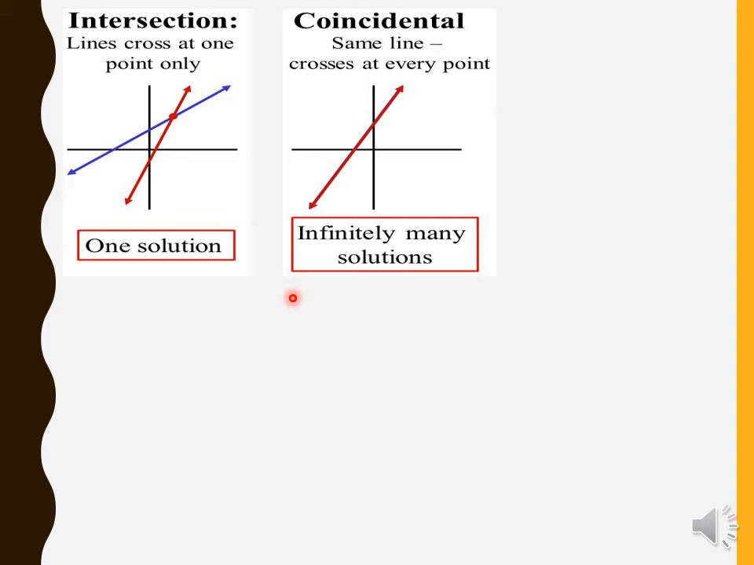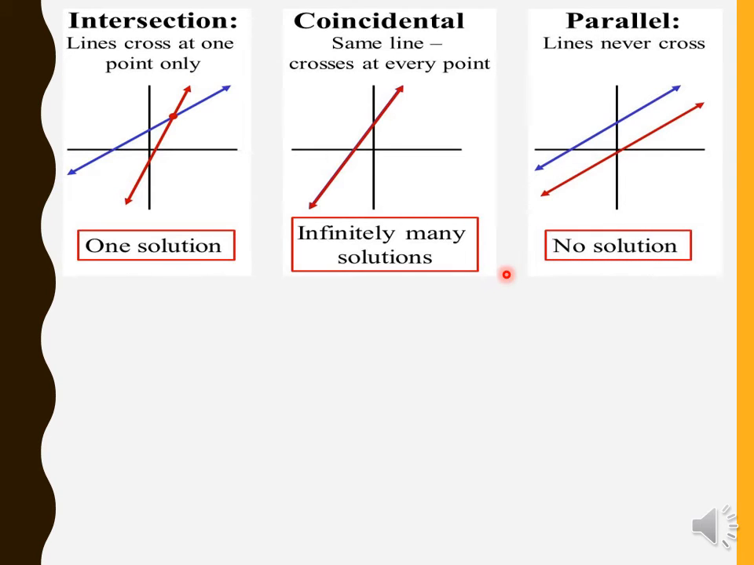Coincidental lines or coinciding lines are such lines which overlap each other. Since both the lines are overlapping each other, we cannot distinguish between the two lines. That means every point which is lying on the first line will also lie on the second line. So actually we have an infinite number of points here, here, here, here, everywhere, which lie on both the lines. So they are actually the same line and cross at every point. So they have infinite solutions, or infinite points which lie on both the linear equations.